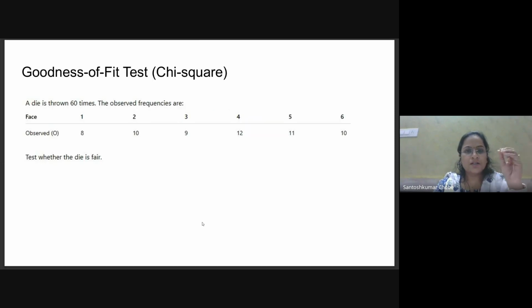Moving ahead, we'll see the numerical directly. I hope you all remember this numerical, correct? In this numerical, the die is thrown 60 times and the observed frequencies are: the number of times face 1 has come is 8, face 2 is 10, face 3 is 9, face 4 is 12, face 5 has come 11 times and face 6 has come 10 times. And my claim is to test whether the die is fair.